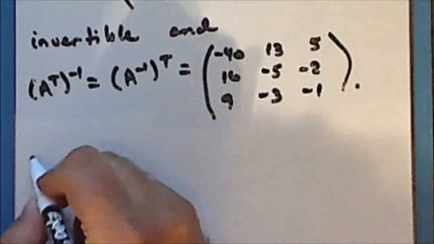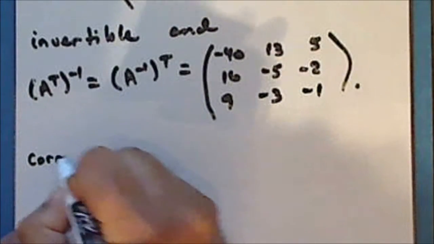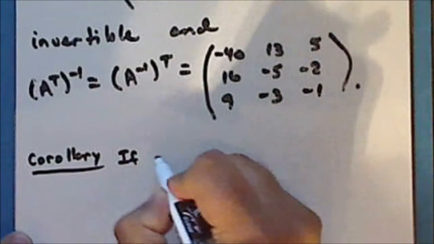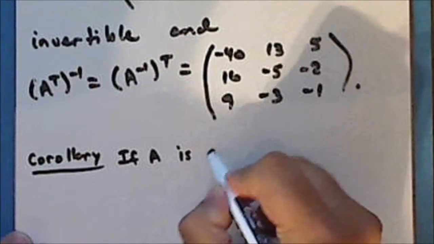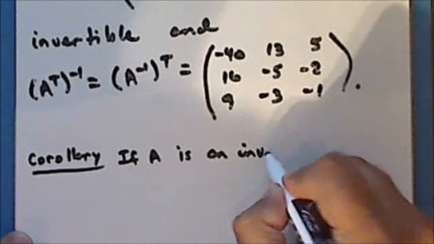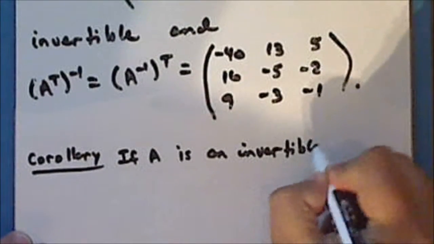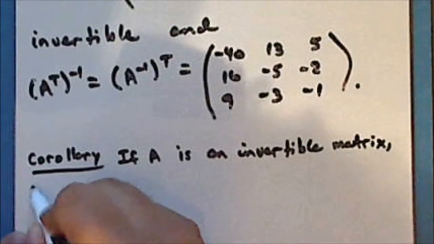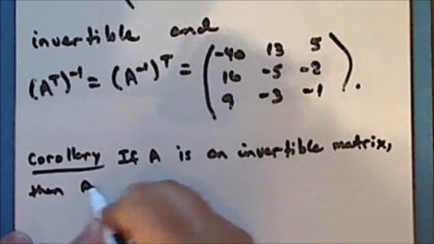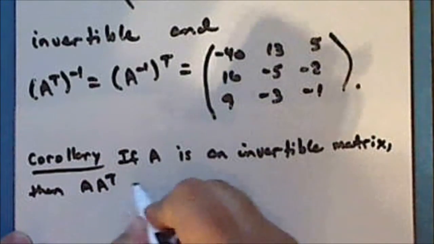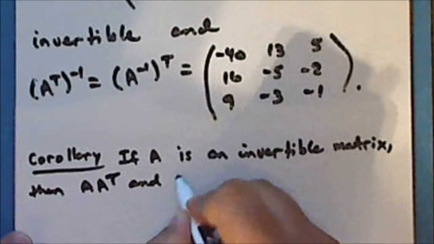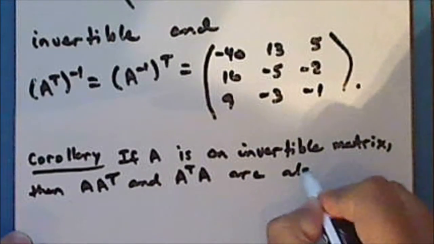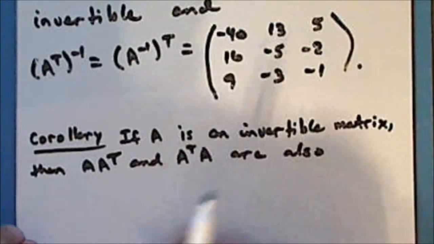So next we'll prove a corollary of the previous theorem. If A is an invertible matrix, then the products A times A transpose and A transpose times A are also invertible.